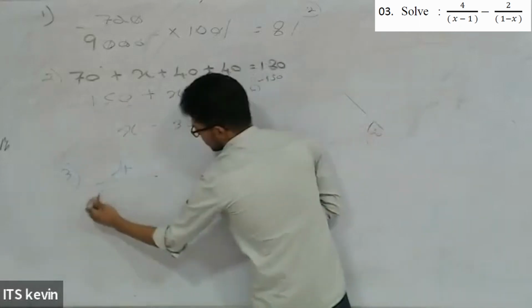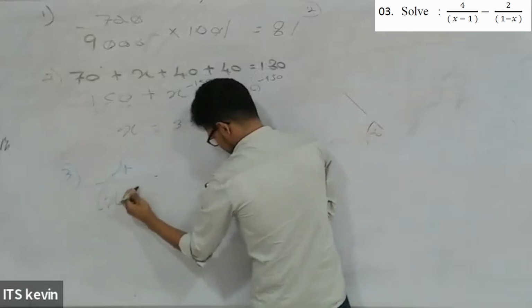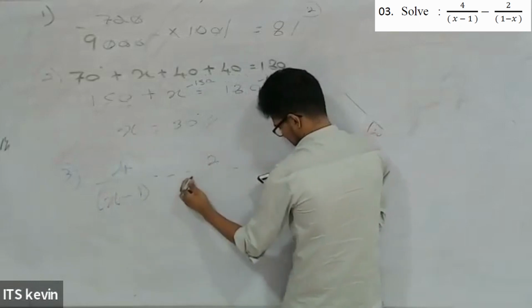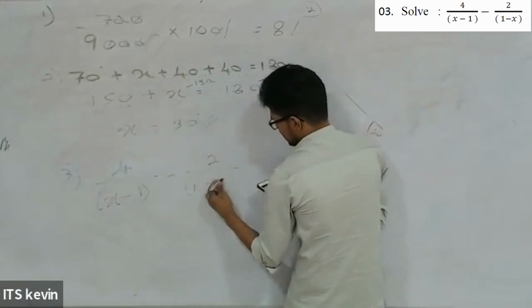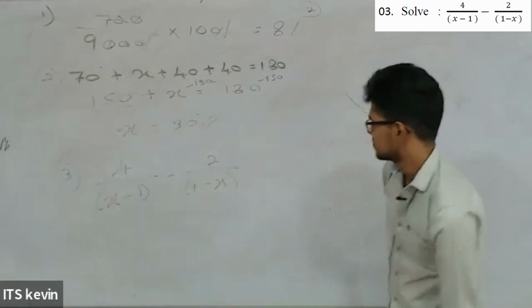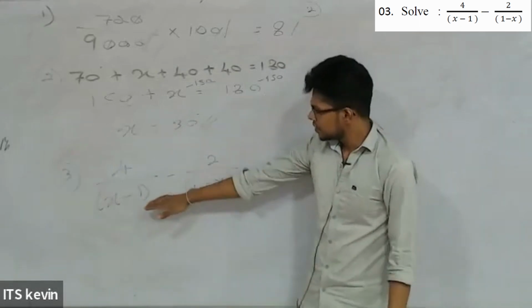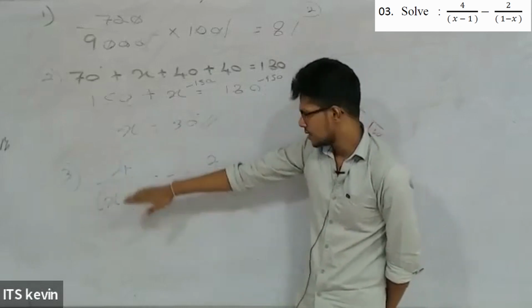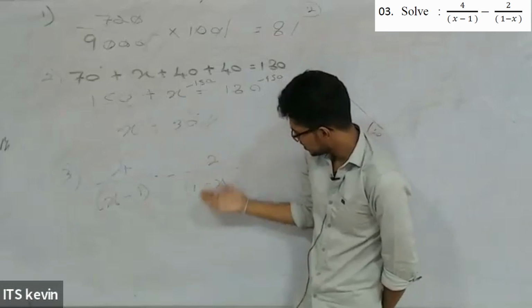So we have x minus 1 minus 2 over 1 minus x. Okay. So when you look at this, what you need to know is if these are two fractions, right? In the numerator, you have something. In the denominator, you have something. In the numerator, denominator, right?